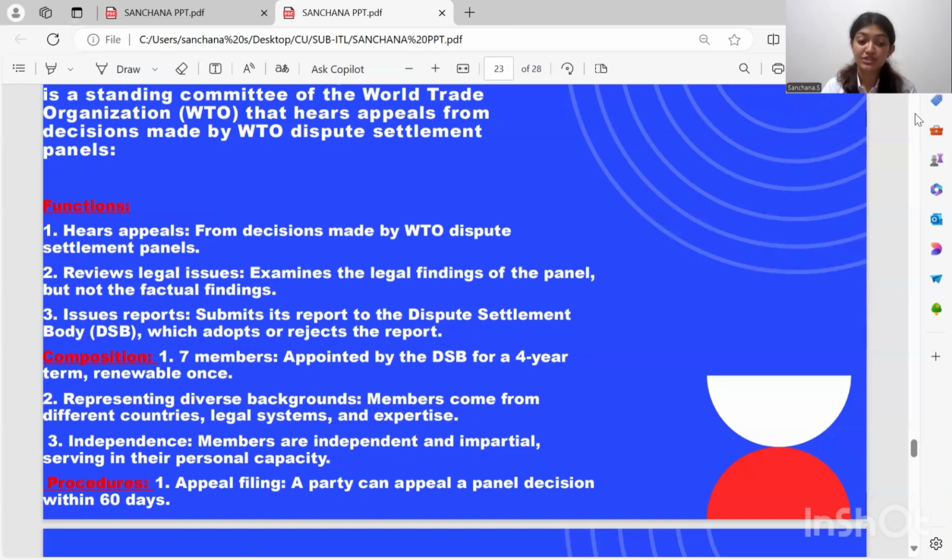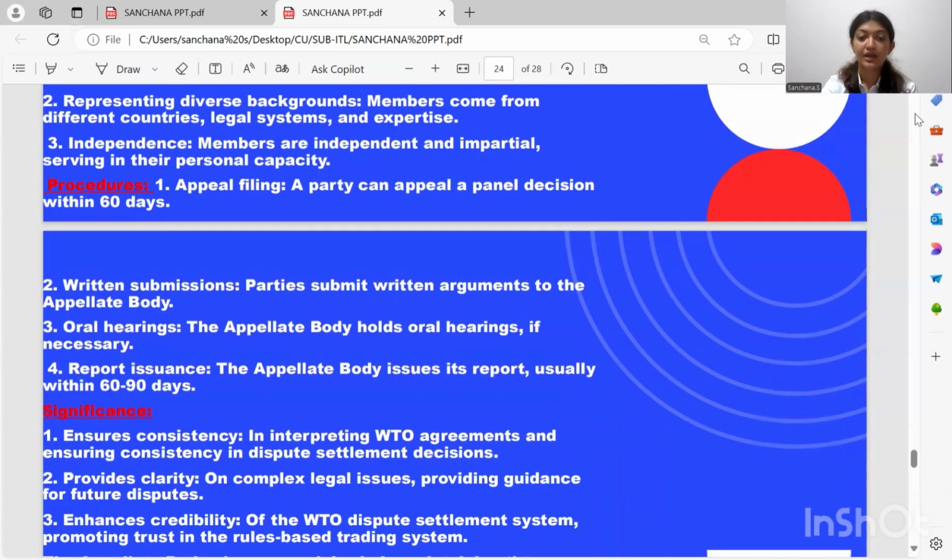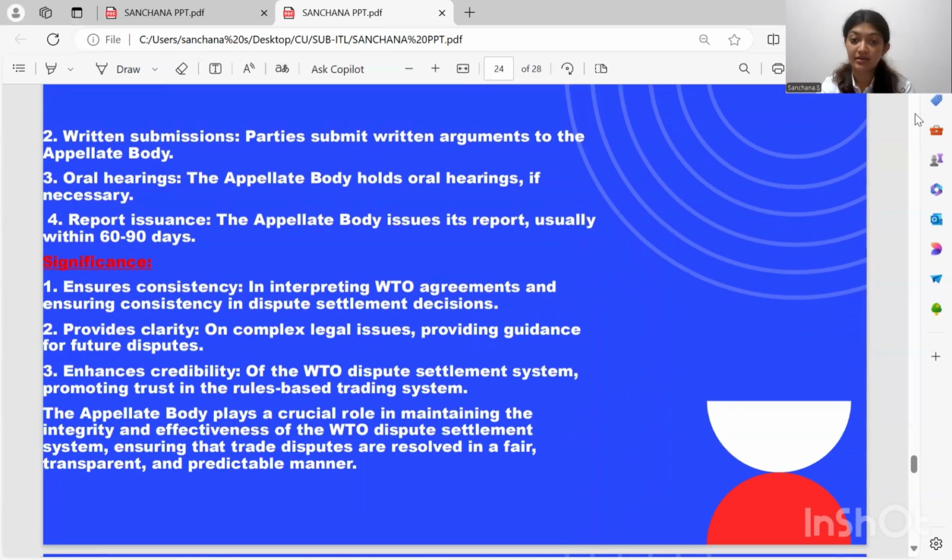And procedures. The first procedure is appeal filing. A party can appeal a panel decision within 60 days. Written submission has to be done: parties submit written arguments to the Appellate Body. Oral hearings are held by the Appellate Body if necessary. Reports issuance: the Appellate Body issues its reports usually within 60 to 90 days. Significance: it ensures consistency, provides further clarity, and enhances credibility.